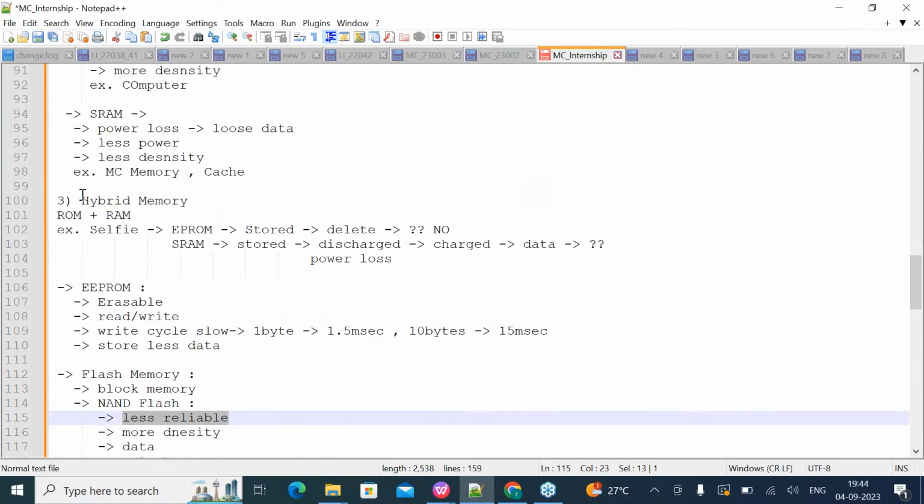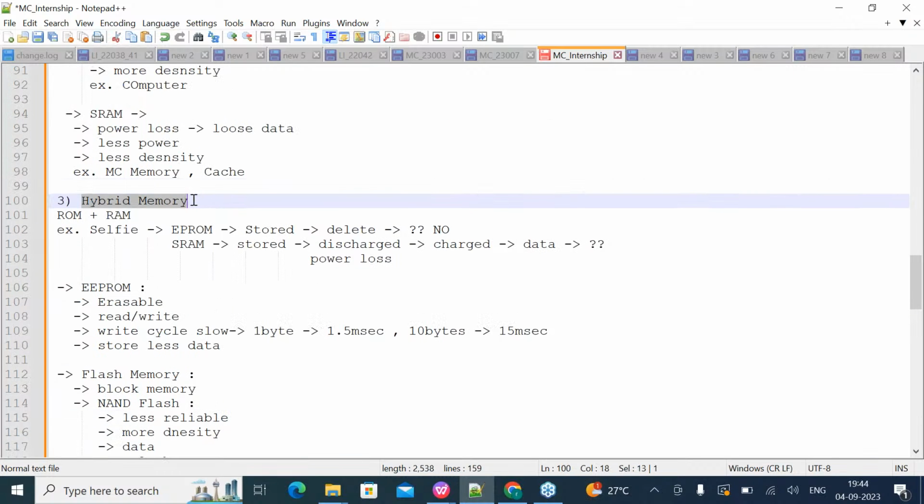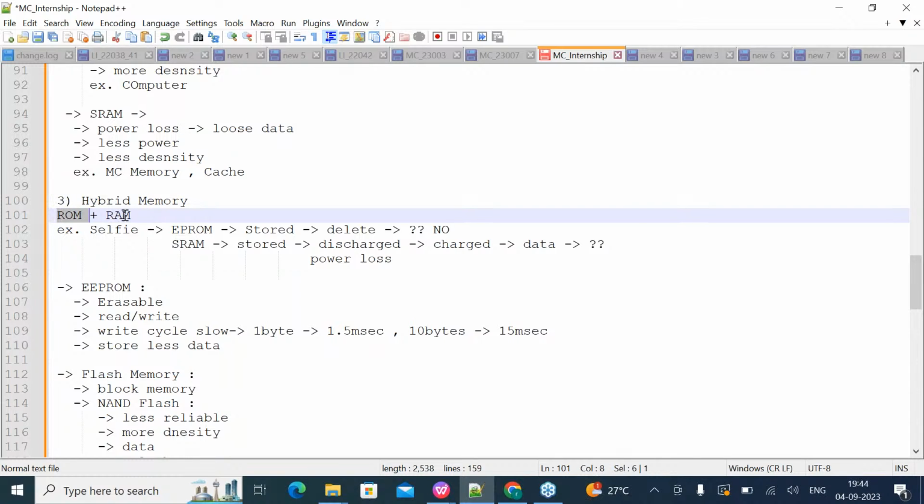Understood? Hybrid memory means the memory which has the properties of both ROM and RAM. That is nothing but the hybrid memory.